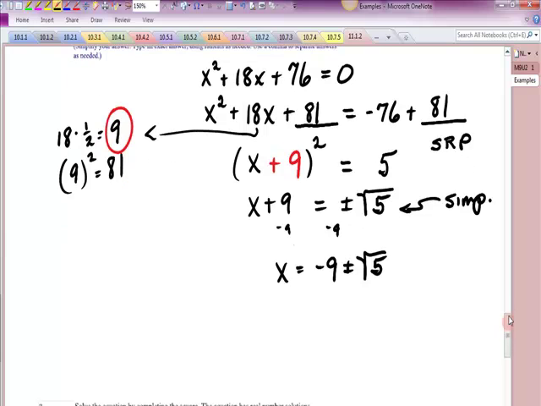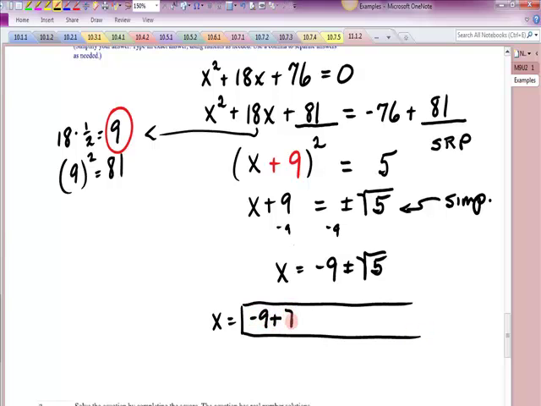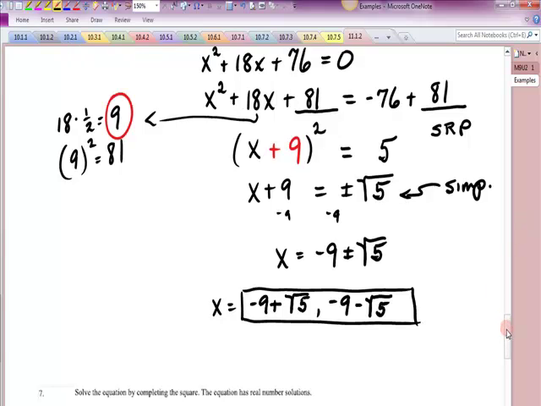On a piece of paper, most of the time it would be fine to leave the answer in that format. In my math lab, you would have to put the two separate answers separated by a comma. Negative 9 plus the square root of 5. Make sure you're out of the radical, comma. Negative 9 minus the square root of 5. It doesn't matter which one you list first. All right.